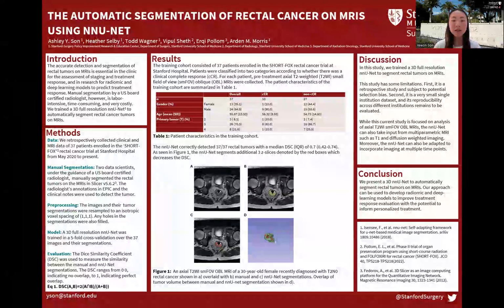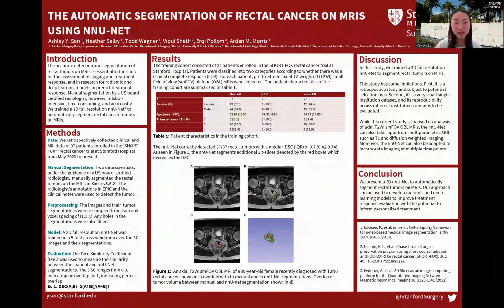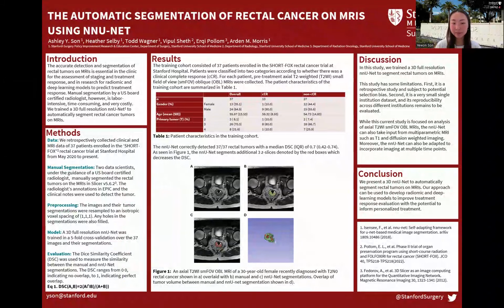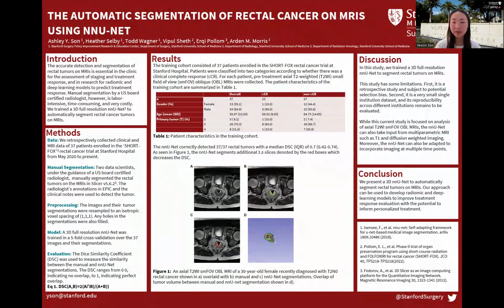We manually segmented the tumor on a segmentation platform called Slicer. First, we detected the tumor based on the annotations and reports in Epic. We were then trained by Vipul, a radiologist here at Stanford, on how to delineate these tumors in 3D. These segmentations were then reviewed by him. Figure 1c is the MRI overlaid with the nnU-Net segmentation in red.